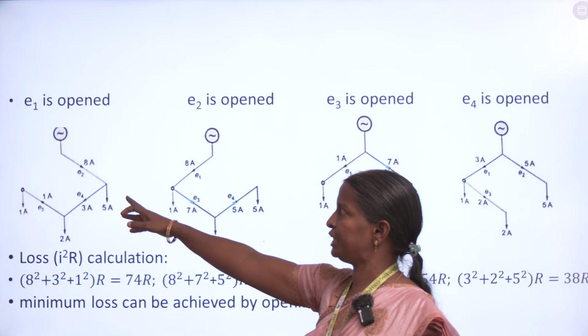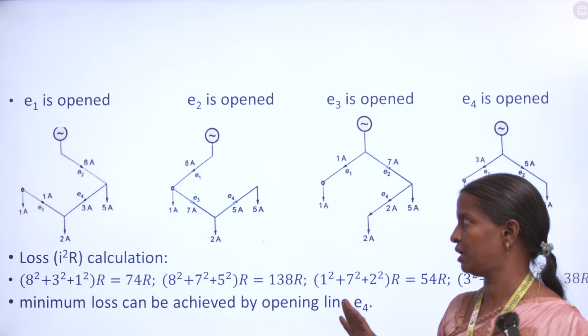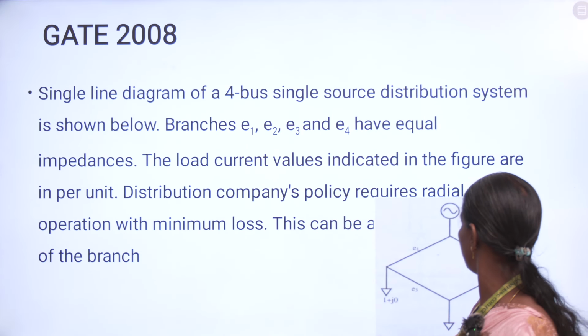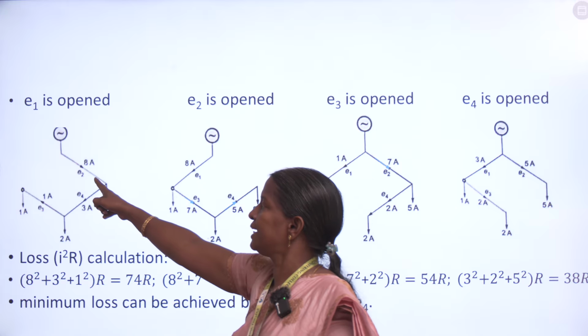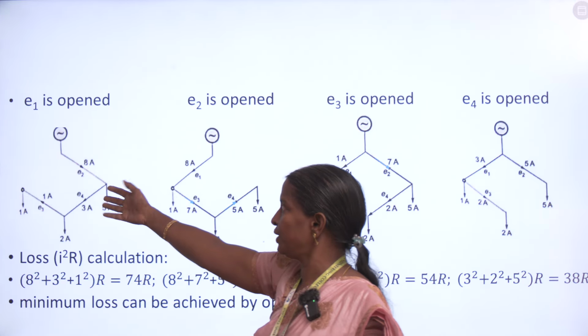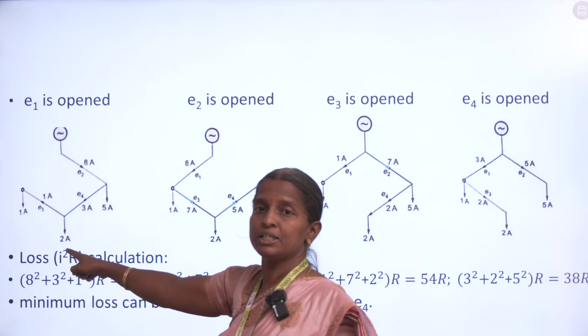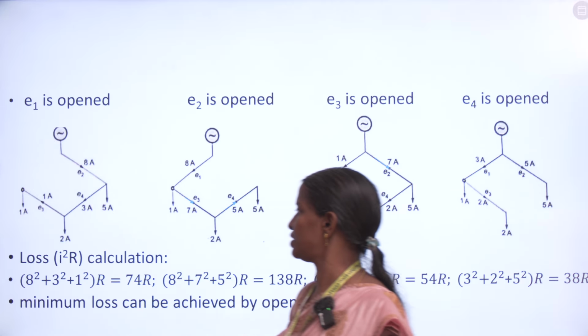If I am eliminating E1, I have to calculate the loss. What is the loss formula? I square R, you know very well. So what is the current value they had given here? 8 amperes. 5 amperes has been tapped off, so current has to flow in this path only. So 8 minus 5, 3 amperes will come here. This current is 2 amperes, so 3 minus 2, 1 ampere will be going here.